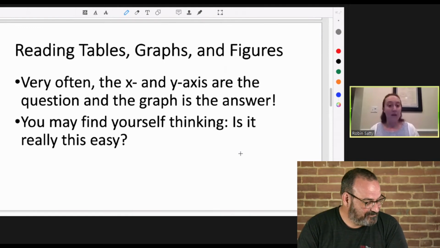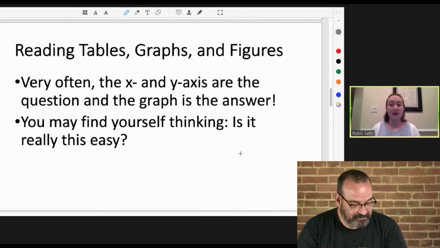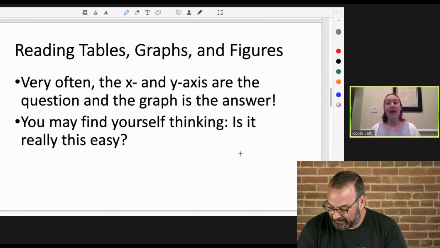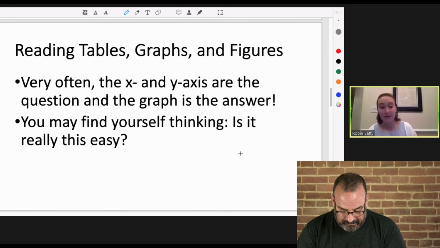And then another thing is you may find yourself thinking, is it really this easy? It often is really that easy. It really is. The tricky part is identifying which are the questions that are really that easy. And the questions that relate to the charts, tables, graphs, figures, diagrams, etc., are the ones that are really that easy.